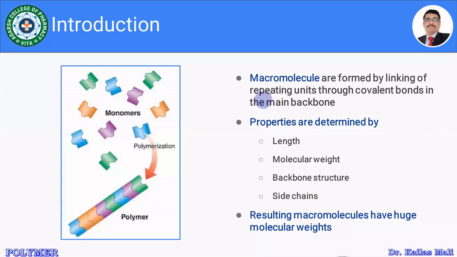So whatever the resulting macromolecule is, when the monomers are joined together, they have a huge molecular weight, which ranges between 1 lakh to 10 lakhs approximately, or it may be more than that also. Okay, so this is about the polymers or the macromolecules.